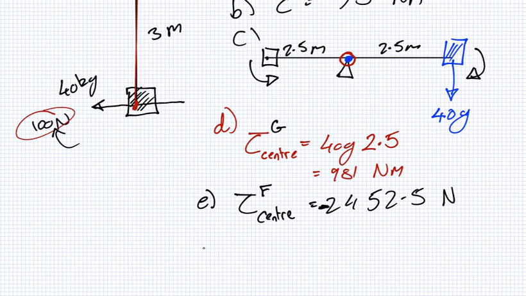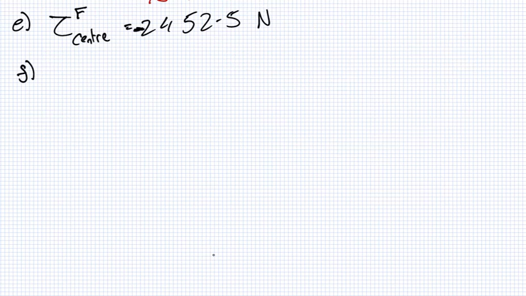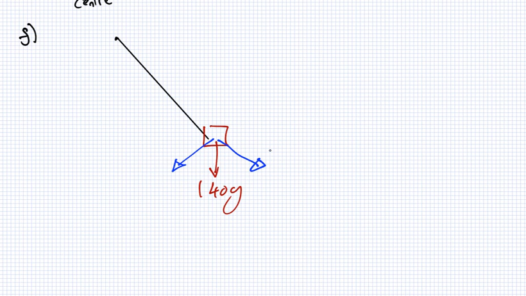Okay, finally, F. The father and daughter now sit on the swing together, and he pulls them back by 30 degrees. At this point, what is the moment of the force acting on the swing? So the picture looks like this now. There's a total downward force of 140 G, which we can resolve into 2 directions, this way and this way. And this one we don't care about, because this force doesn't add to the turning effect since it passes through the turning point. So it's only this one which we're interested in.